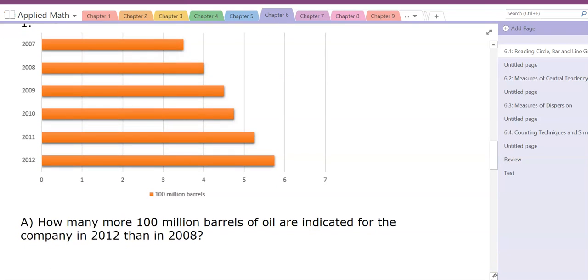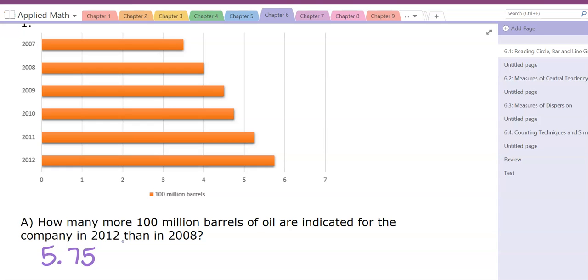The first one says, how many more 100 million barrels of oil are indicated for the company in 2012 than in 2008? So let's look at the number for 2012. That's the very bottom one here. We're almost to 6, not quite there, about 3/4 of the way through. So I would say that's probably 5.75 for 2012. Some of that you'll have to estimate, and as long as you're fairly close, it's not a problem. Now if you were saying 6.75, you're off by a whole number. You're not reading it correctly.